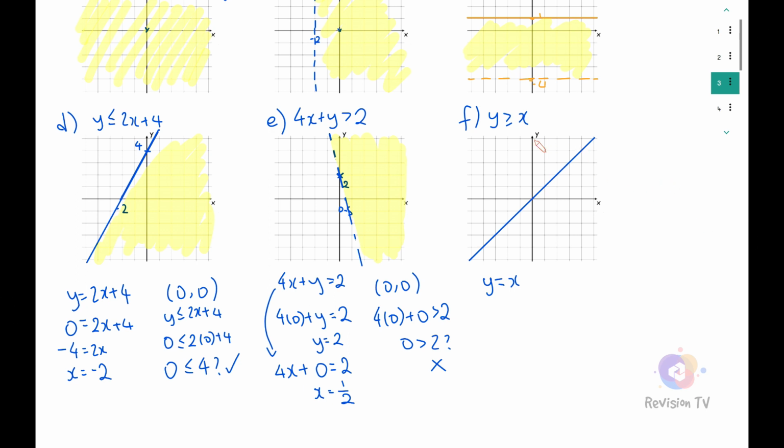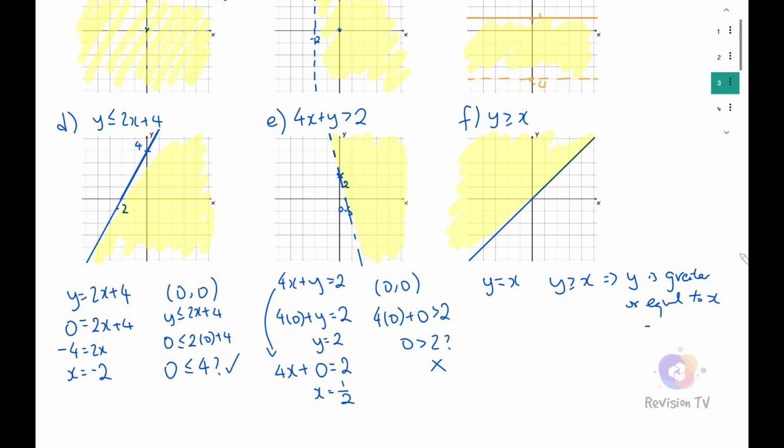Next, y greater equal to x means now we cannot use the point 0, 0 anymore because 0, 0 is on the line. So we cannot use any point on the line. So think about this. When you say y greater equal to x, it means y is greater or equal to x, right? So in other words, y has to come out on top because y is greater than that. So therefore, we're going to shade the top bit. So y has to be on top, so we shade the top bit.